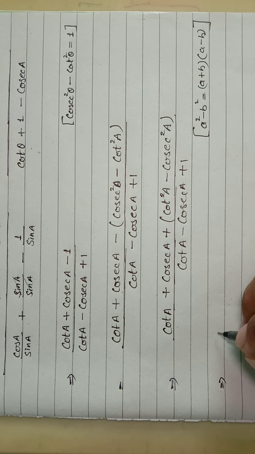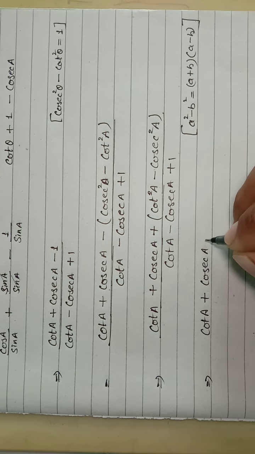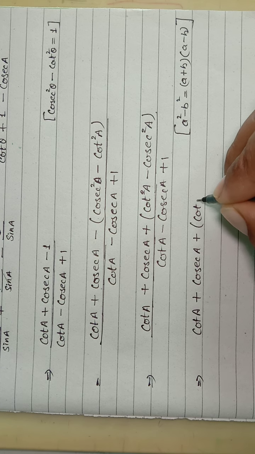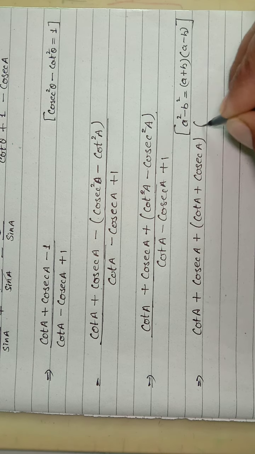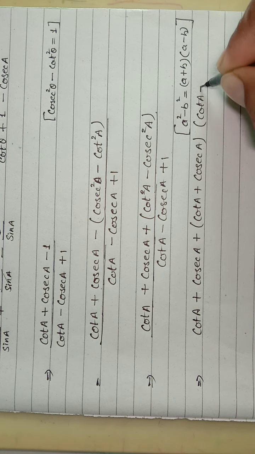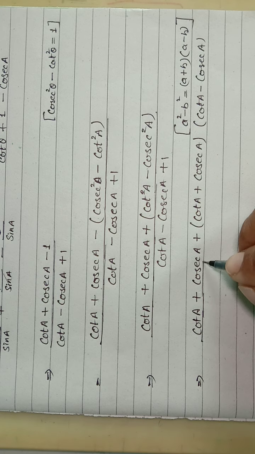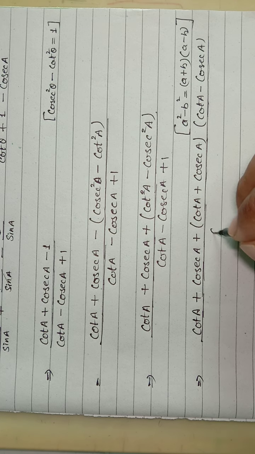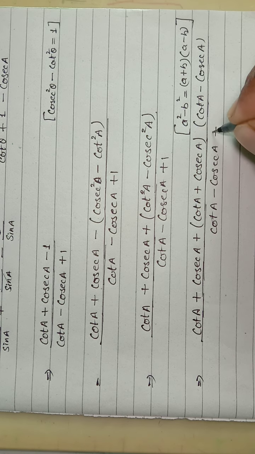It is cot A plus cosec A, and here you have cot A minus cosec A. The denominator will be the same because there is no change in the denominator, so it is cot A minus cosec A plus 1.